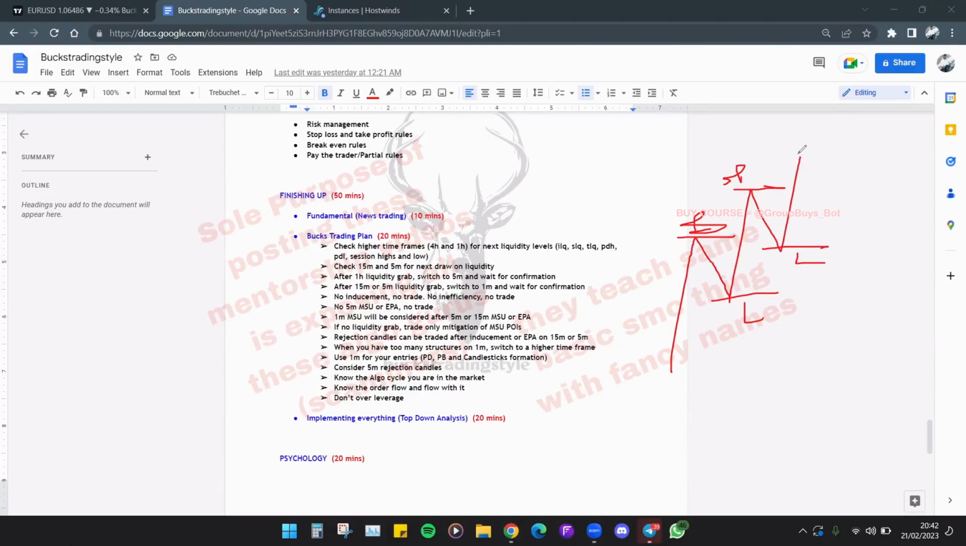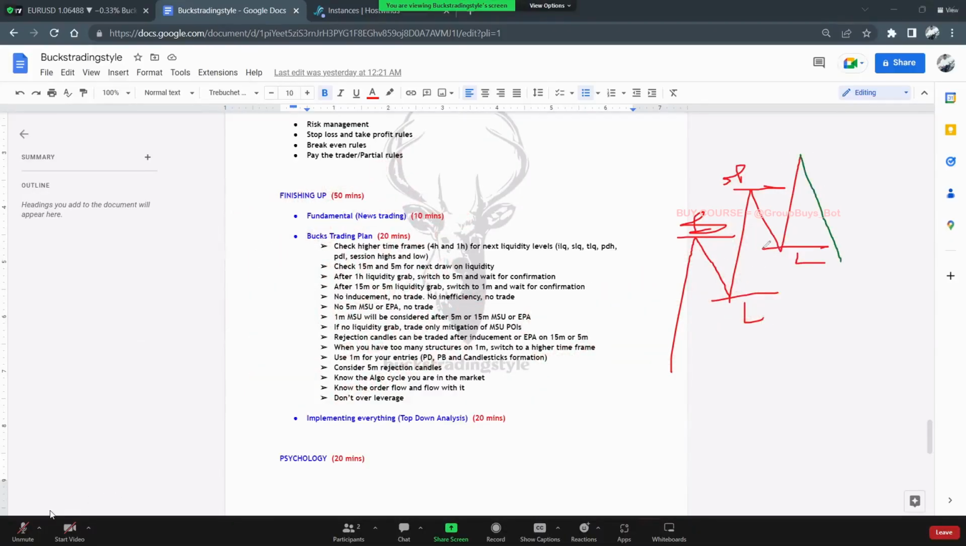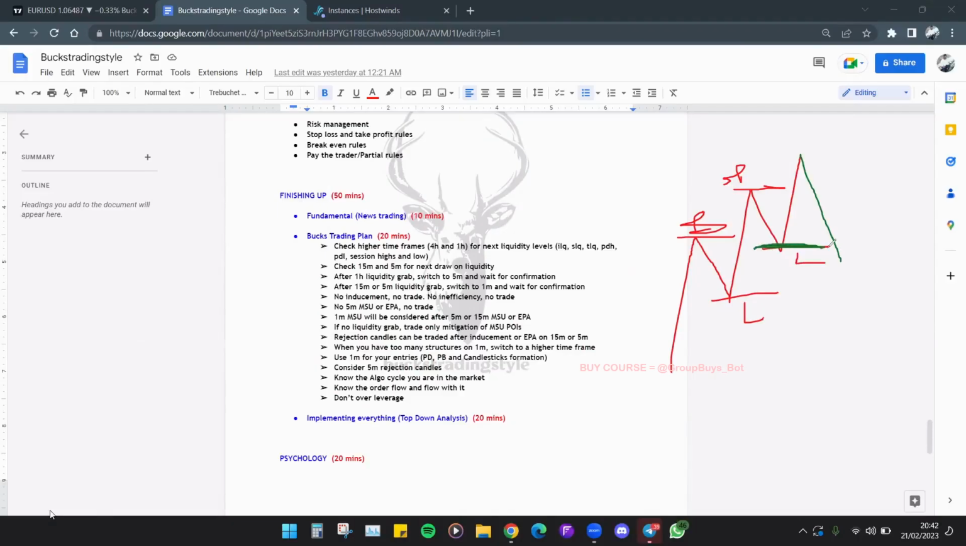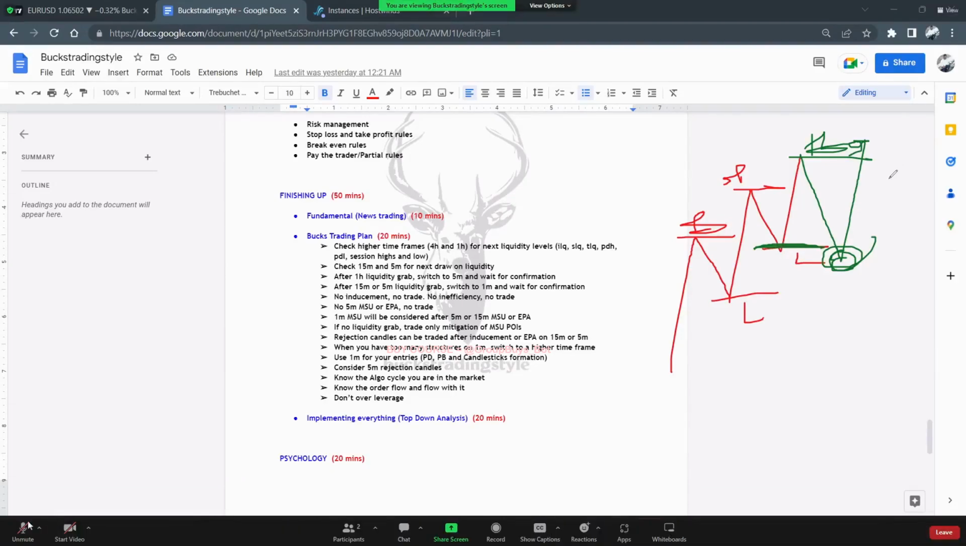So if price does this, if price then comes down to take out these two, we say we are at the inducement level, right? We are at the inducement part of the algo cycle. So if we then take our trade and price comes to this high, we are at the true break of structure high, which means the algo cycle has been completed. Just know where you are. If you are at this level right here, you should be expecting a move to the true break of structure, okay?